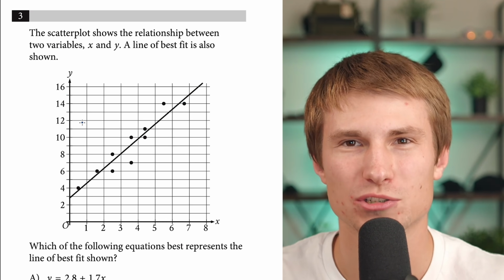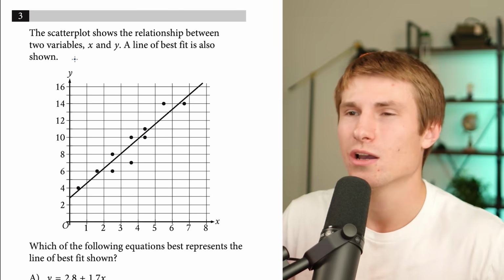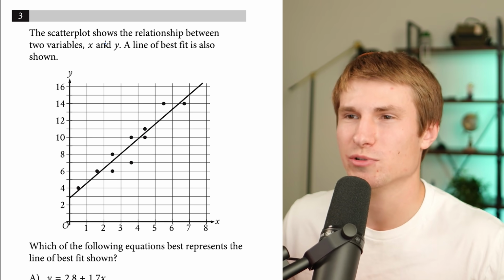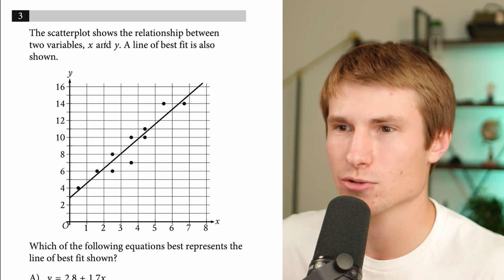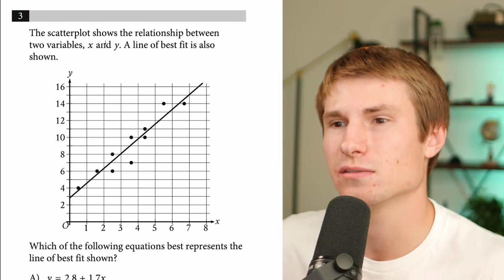Here's how I recommend approaching questions about scatter plots on the SAT. Question 3 states the scatter plot shows the relationship between 2 variables x and y. A line of best fit is also shown. Which of the following equations best represents the line of best fit shown?